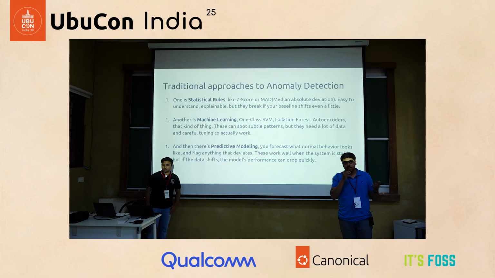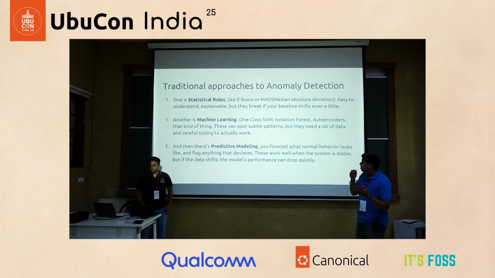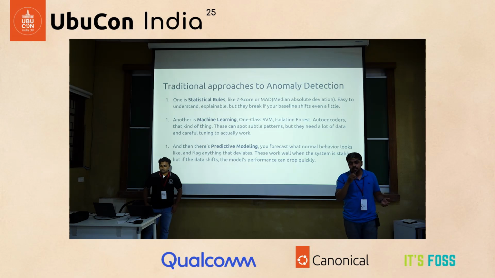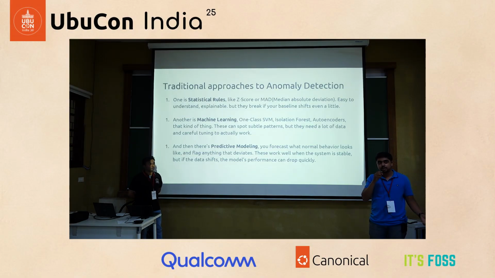I'd like to talk about some traditional approaches to anomaly detection. One is the statistical rules like z-score and median absolute deviation, or MAD. These are easy to understand and explainable, but they start breaking if your baseline shifts even a little.